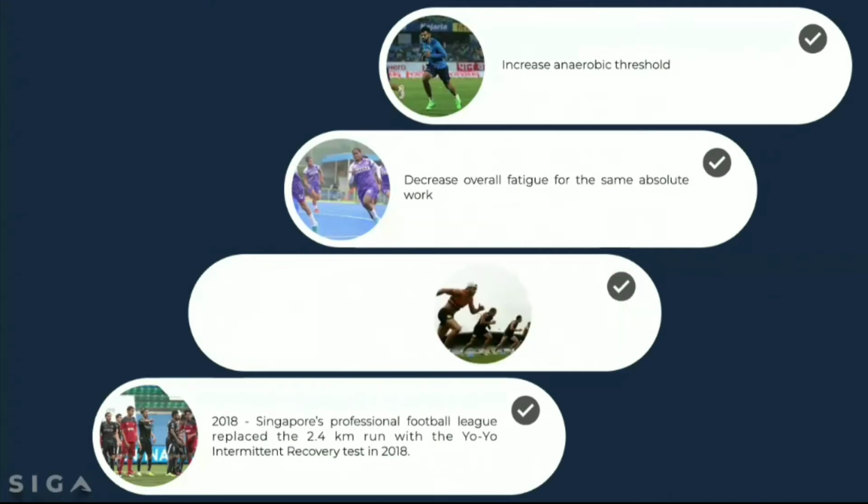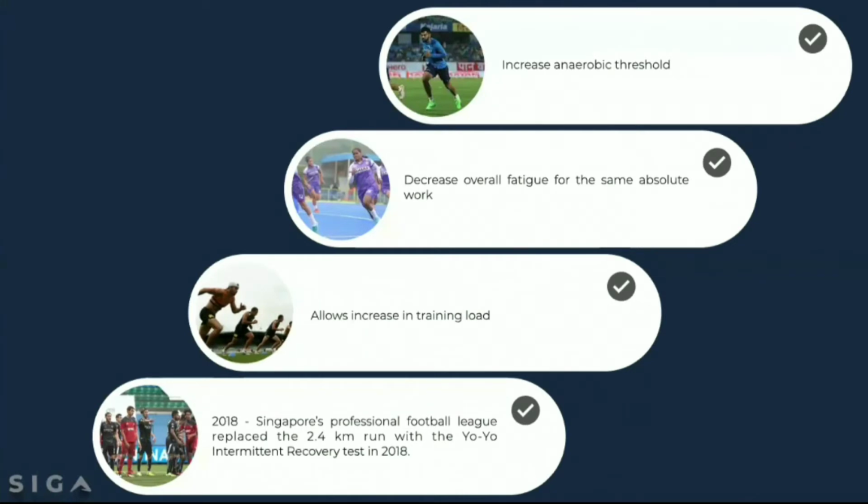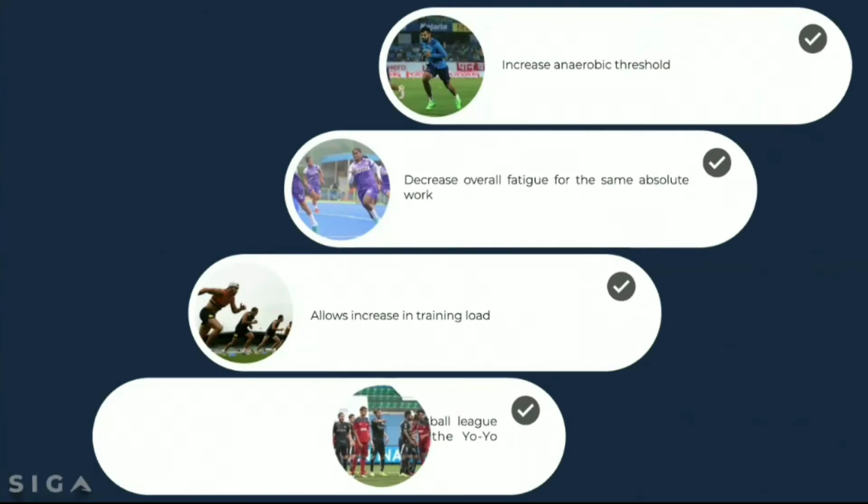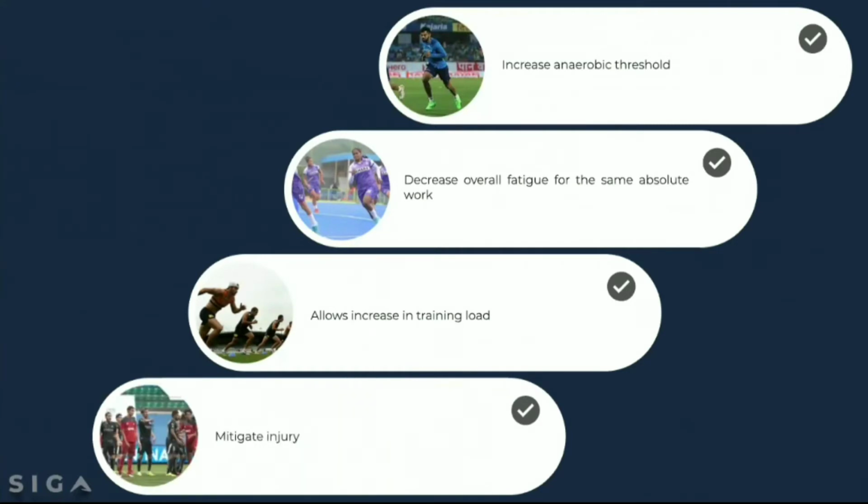And by improving your resistance, your coach is allowed to increase the training load. So we have a cascade of positive effects by improving your aerobic performance. And also, when you increase the training load in a wiser way, you mitigate injury. So you have an improvement in performance and you have a lower risk of injury, right?